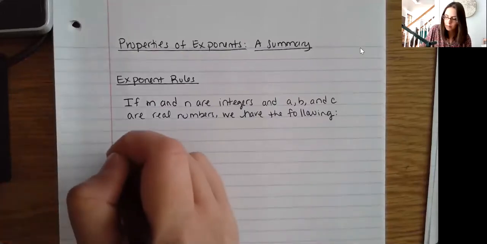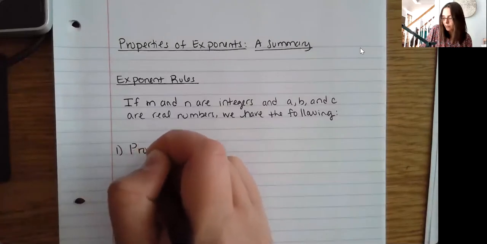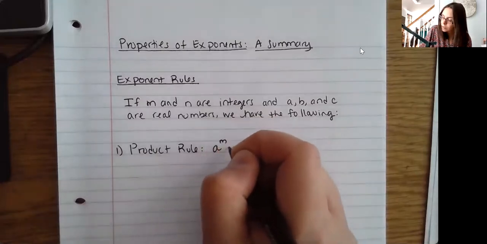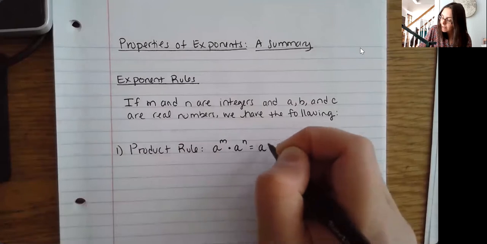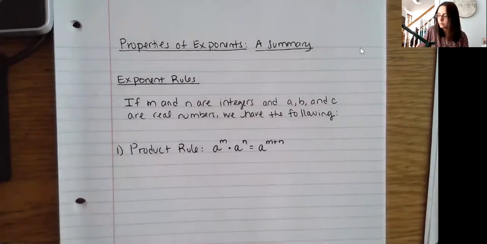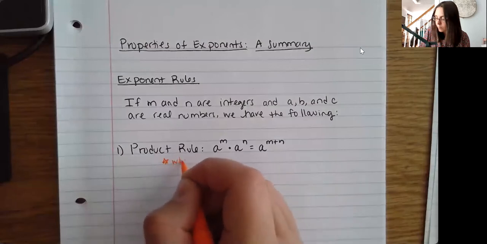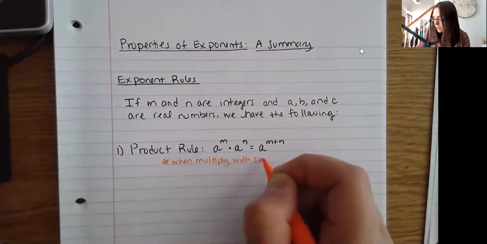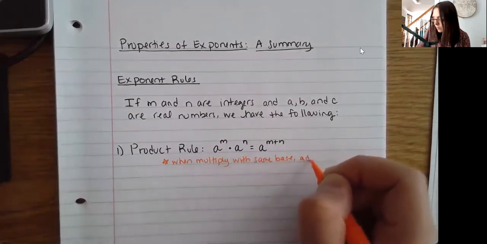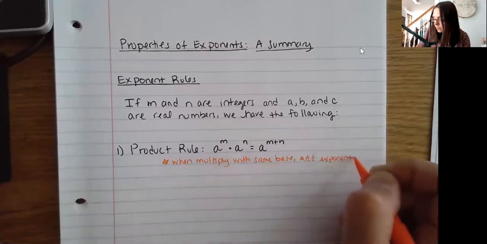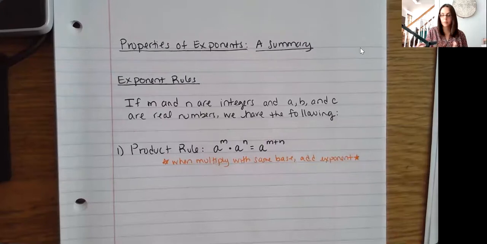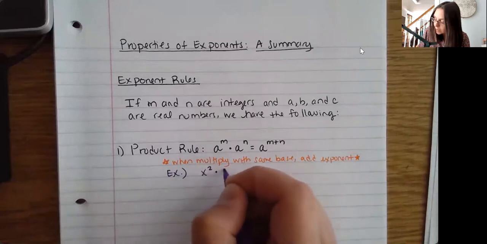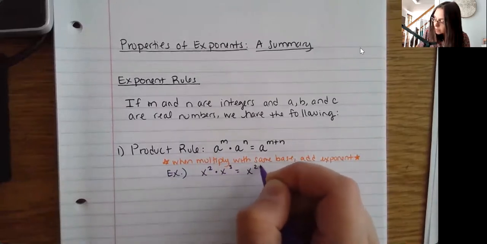All right, so our first one is the product rule. It says that when we multiply two things with the same base, we add the exponents. And maybe we'll do our examples in purple. So something like x squared times x cubed would be x to the 2 plus 3, which is x to the 5th.